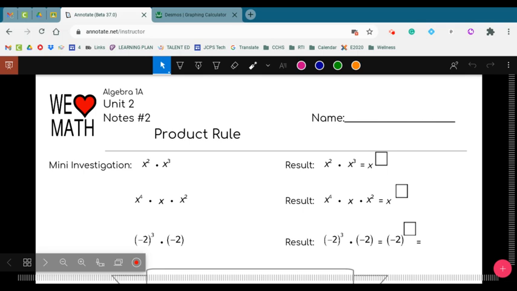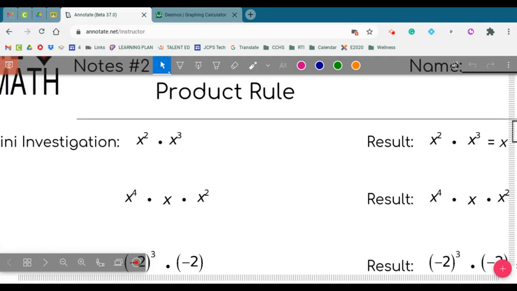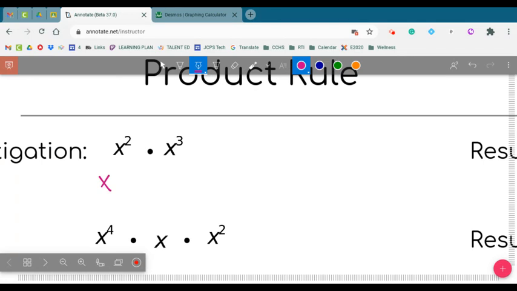Okay, this is going to be Unit 2, Notes number 2, which is going to be our product rule. So we're still going to go over our exponents, but now we're actually going to cover about 5 different rules with our exponents. So I want you to think of, if we have x squared and x cubed, we're going to expand this one out. So x squared would be x times x, and then x to the third would be x times x times x.